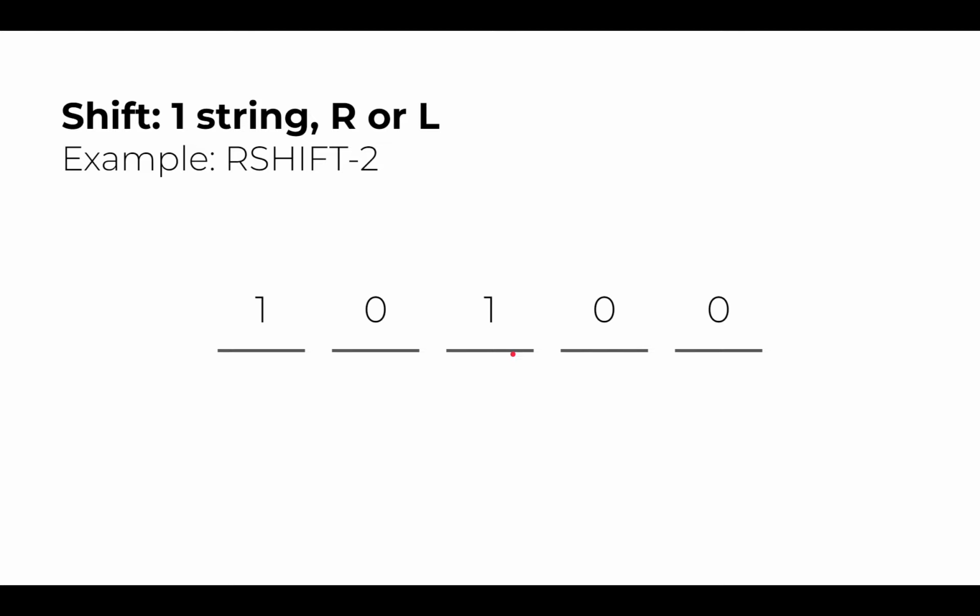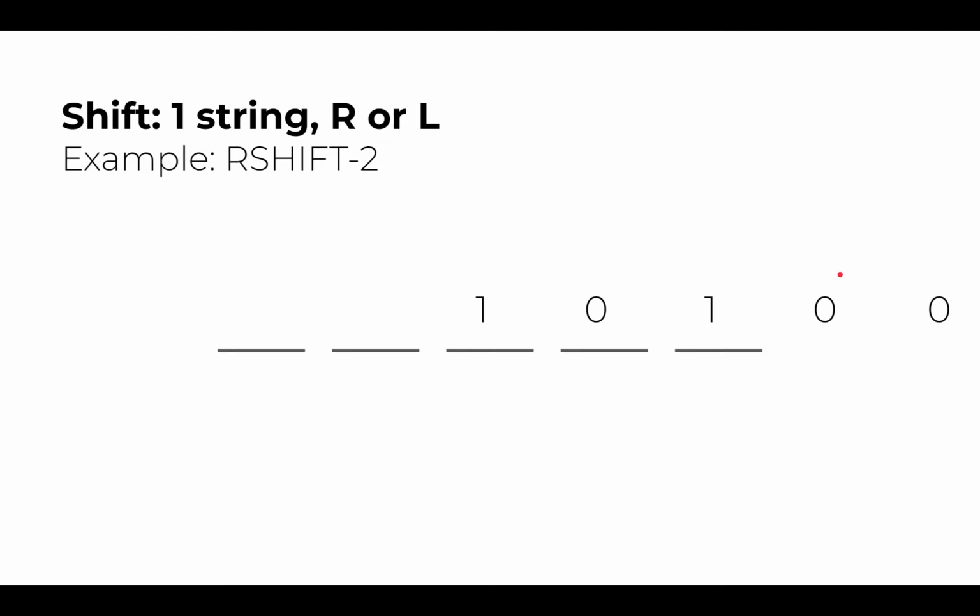Next in the order of precedence is shift. Shift is done, like NOT, on one string, but it also has other arguments. The other arguments here are R or L, and then a number that tells us how much we have to shift. Let's do this example: R shift 2 on this string, 1, 0, 1, 0, 0. As the name implies, we're going to shift this whole string 2 places to the right. Right shift indicates the direction, and 2 indicates how much. So now we're left with blank, blank, 1, 0, 1, and then these 2 zeros just hanging out in the middle of nowhere.